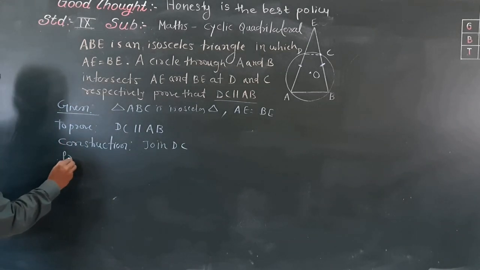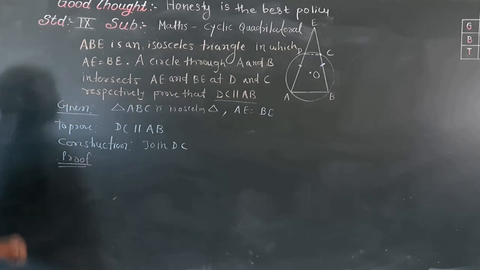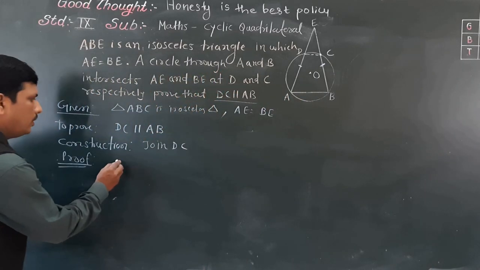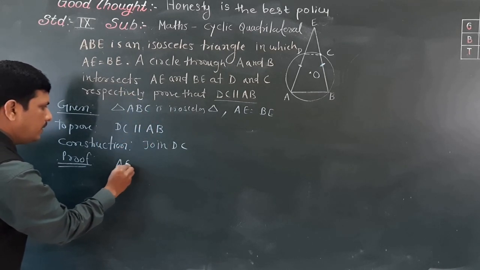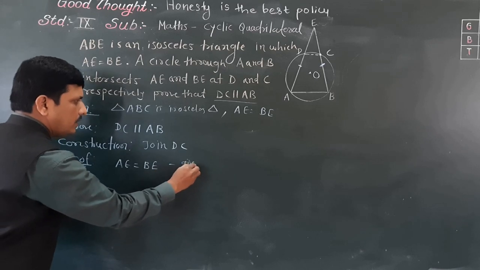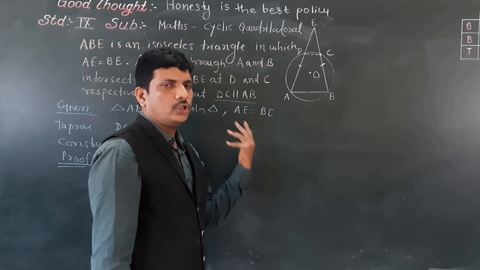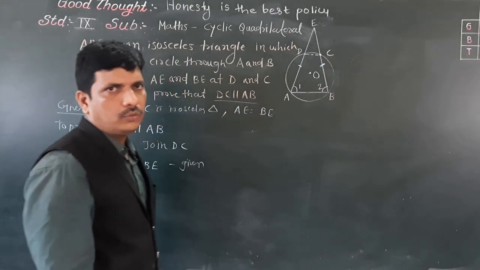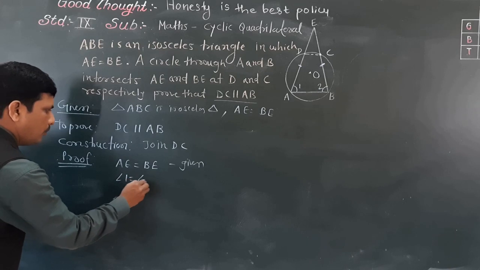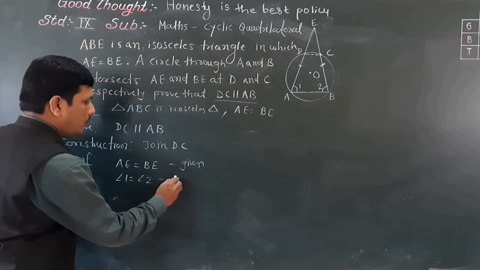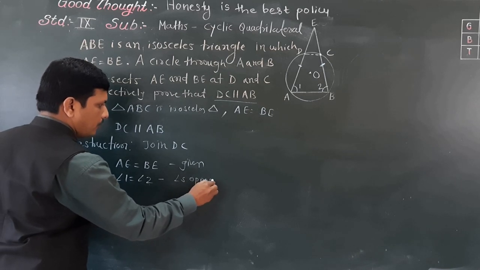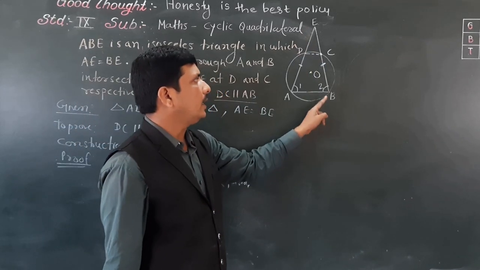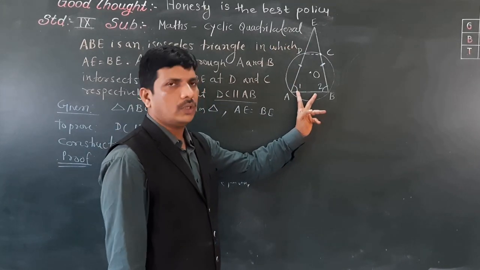Now we will see the proof. It is given that triangle ABE is an isosceles triangle, so AE and BE are equal. Definitely, angles opposite to equal sides are the same. So we can say this is angle 1 and this is angle 2. Angle 1 is equal to angle 2. Angle 1 is opposite to BE and angle 2 is opposite to AE, which are equal. So angle 1 and angle 2 are equal.